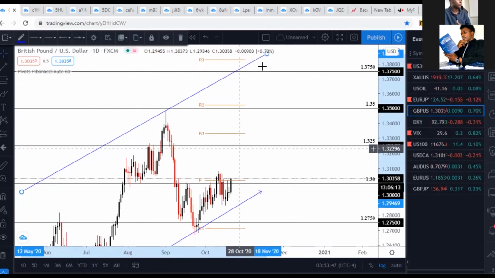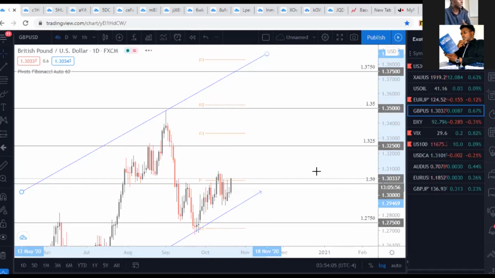You could get this move all the way back to 1.38 to create new highs, probably even after the election. Towards the elections you could sit here and then get a breakout after the election, or you could start moving, and then after the election take us all the way to new highs. So that's what I have on GU.